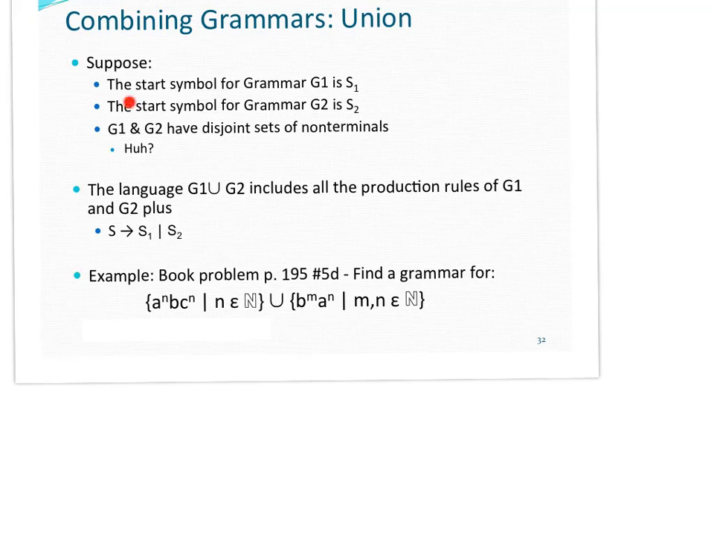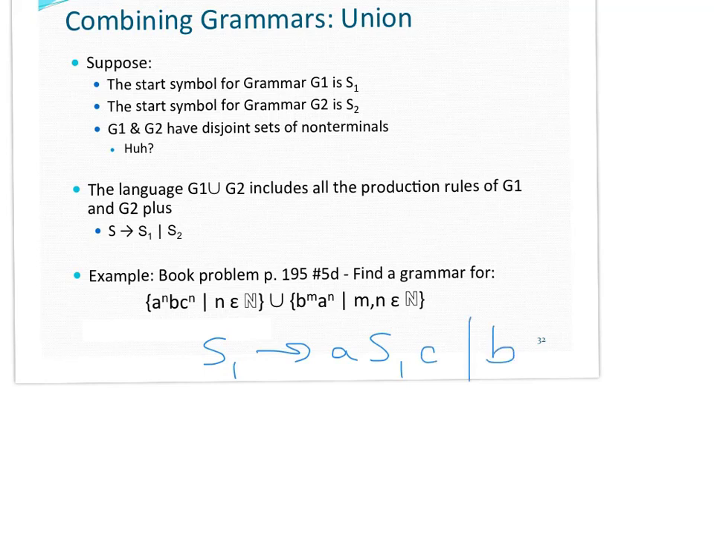And what I say up here is suppose that the start symbol for grammar 1, G1, is S1. So let's do a grammar for this one that starts with S1. So we've got a^n b c^n. Well, we just did that, didn't we? So we'll just use S1 instead. So S1 goes to a S1 c, or b.